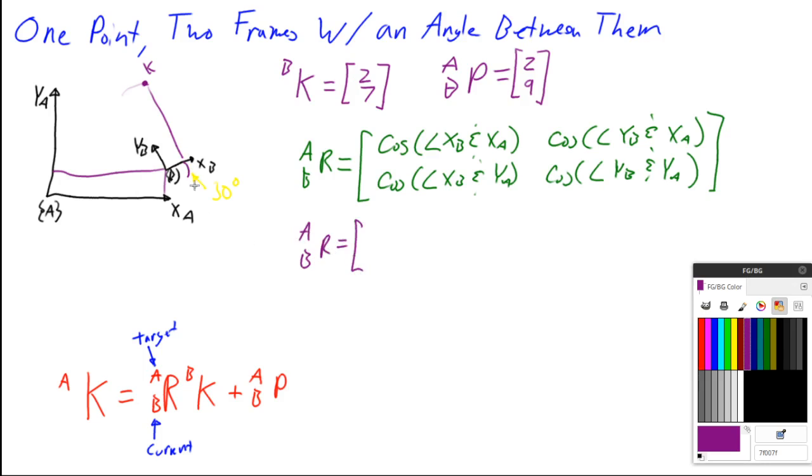So 30 degrees is the angle between XA and XB. So we've got cosine 30 degrees. The angle between XB and YA. So if we were to put this right here, we know that would be 30 degrees, and so 90 minus 30, that's 60. And even though it doesn't matter, I like to put a negative 60 there.